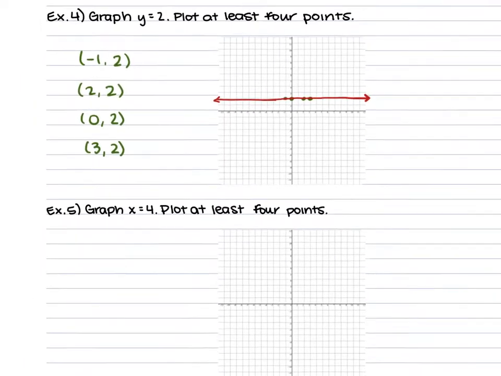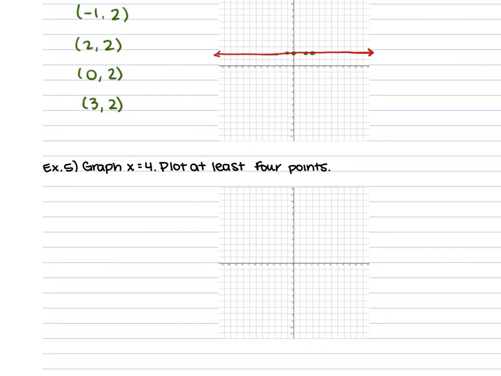For example 5, you have x is equal to 4, and you're plotting at least 4 points. So with all of these 4 points, your x value is going to be 4. From there, just think of different y values. You can do -5, you can do 0, you can do 3, you can do 7. It does not matter. Whatever the y value is for x is equal to 4, the x value is going to be 4.